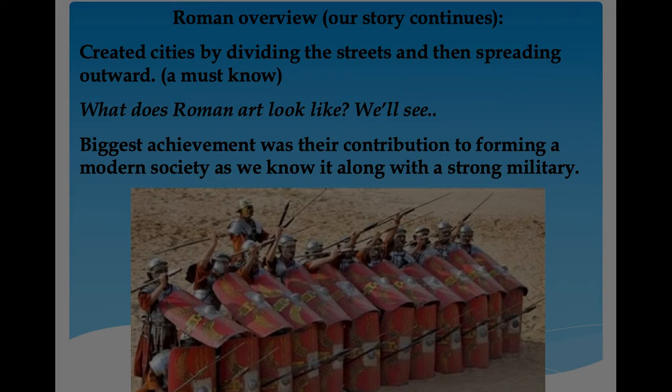Okay, so to continue the overview, Romans created cities by dividing the streets and then spreading them outward. So, like we saw on the map, they very much went outward. So, what does Roman art look like? We'll see in a second. The biggest achievement was their contribution to forming modern society as we know it, along with a strong military.